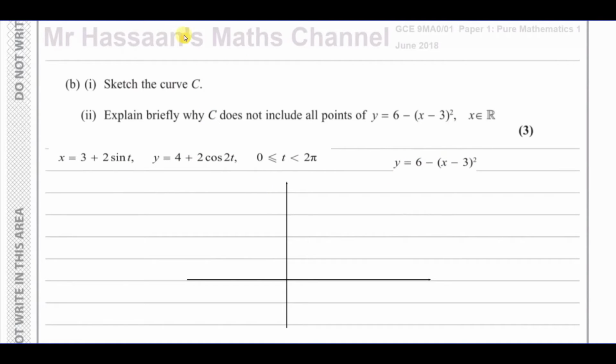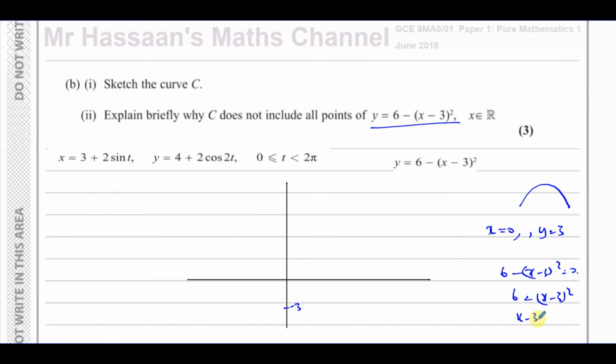So if I was to just plot this, I see that we have a quadratic. There's a minus in front of this bracket, so it will be minus x squared, so we're going to have a frowny face. When x equals 0, I'll have 6 minus 9, which is negative 3, so y equals negative 3. So it's going to go through somewhere down here. And when y equals 0, you'll have 6 minus x minus 3 squared equals 0, so you'll have 6 equals x minus 3 squared.